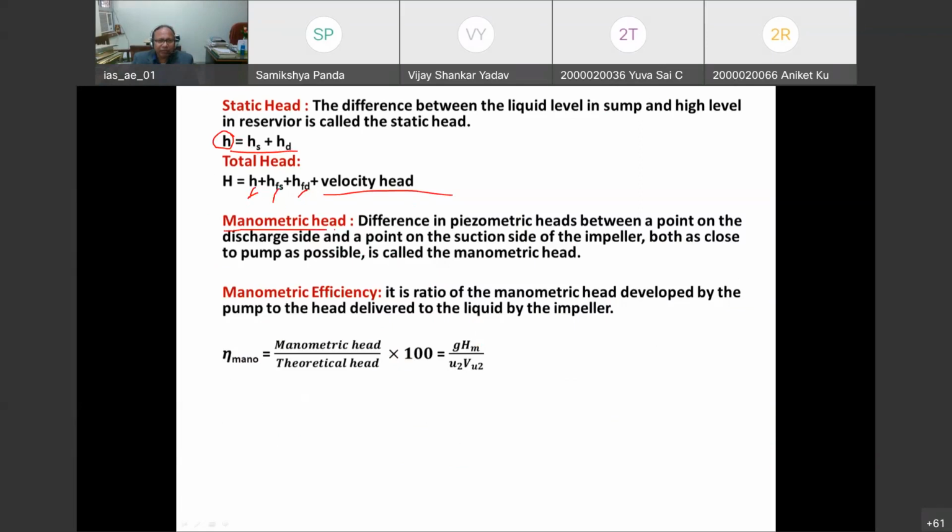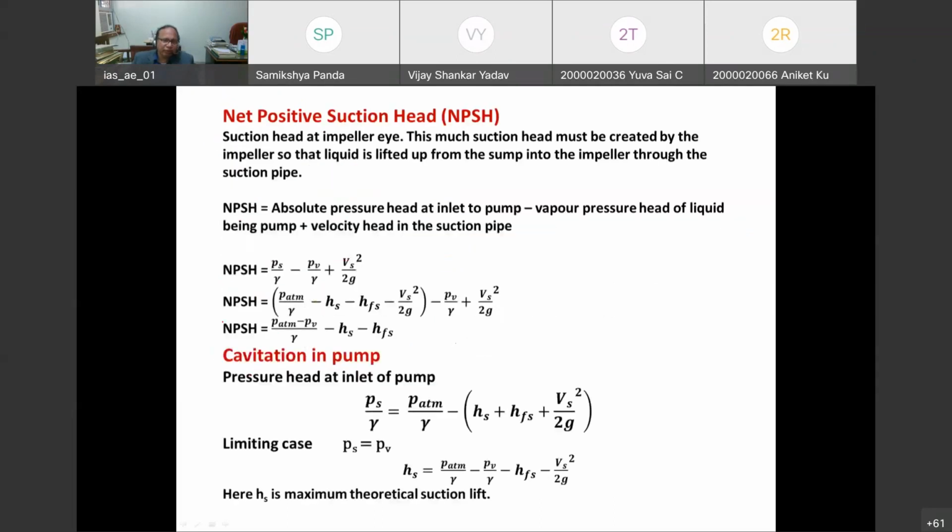Then we have the manometric head, which is the difference in piezometric head between a point on the discharge side and a point on the suction side of the impeller, both as close to the pump as possible. Then we have the manometric efficiency, which is the manometric head divided by the theoretical head. These are the indexes. Then we go to the net positive suction head.